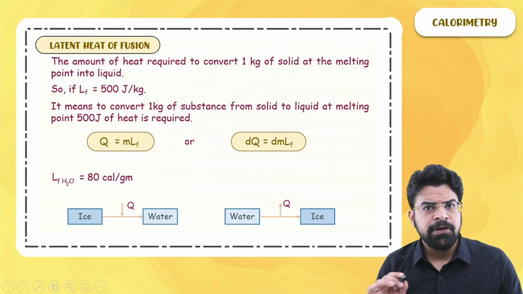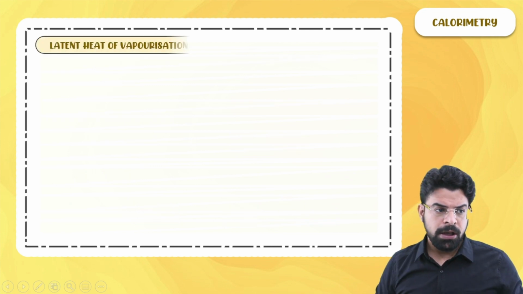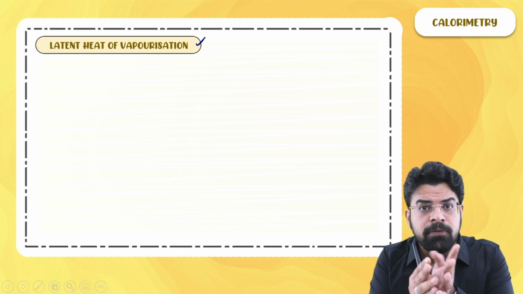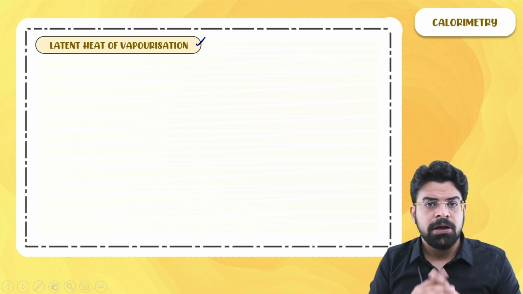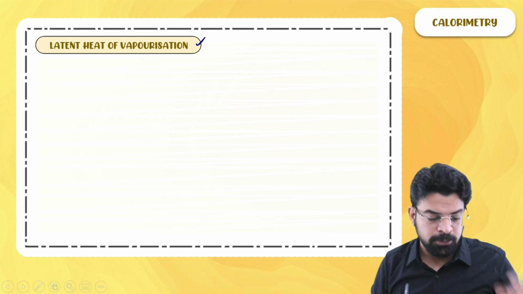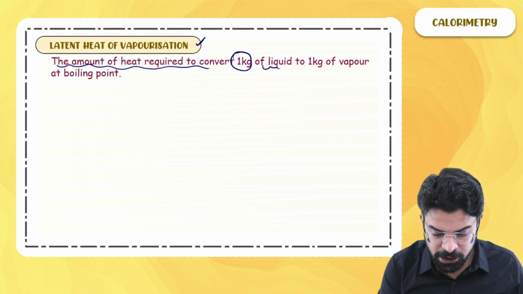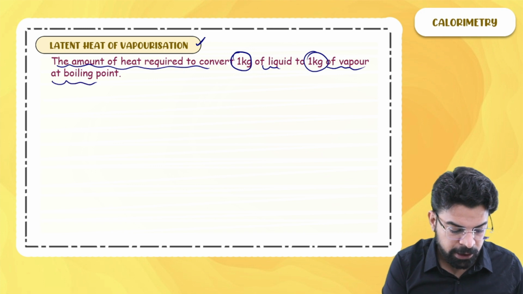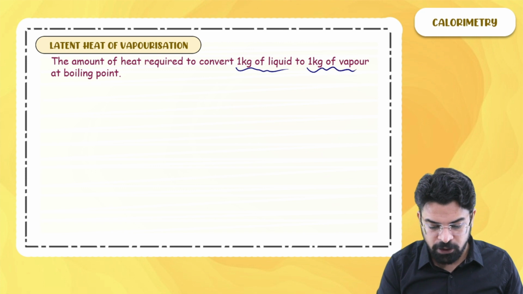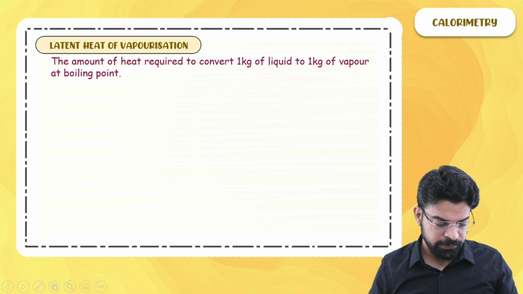Just like we have latent heat of fusion, in the same way we also have latent heat of vaporization. Now when I talk about latent heat of vaporization, it's for conversion from liquid to the gaseous state. The latent heat of vaporization can be understood when the system is at its boiling point. So the amount of heat required to convert 1 kg of liquid to 1 kg of vapor at its boiling point is called the latent heat of vaporization.